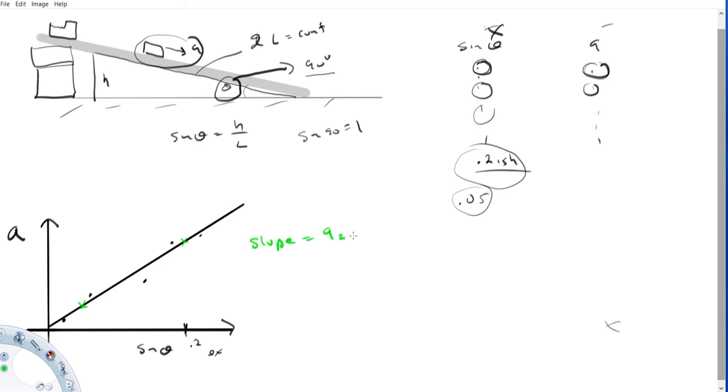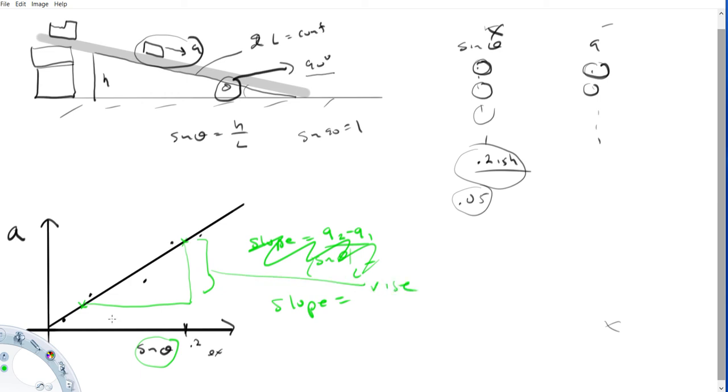So let me write it like this. I'll call it A2 minus A1 over sine theta 2 minus sine theta 1. Well, that's adding needless complication, I guess. Find your slope by doing this. That is your rise. That is your run. Get a number. Now, hopefully that number is around 9.8. If it's not, don't panic, but it should be around 9.8.